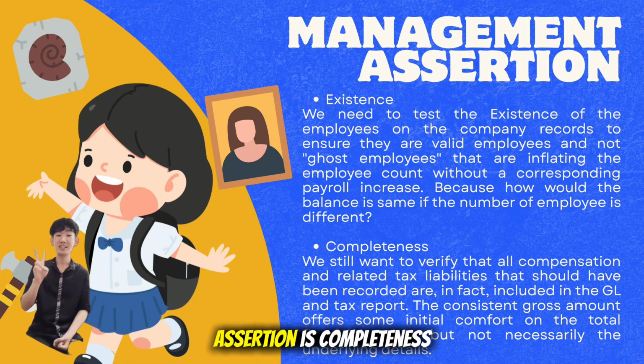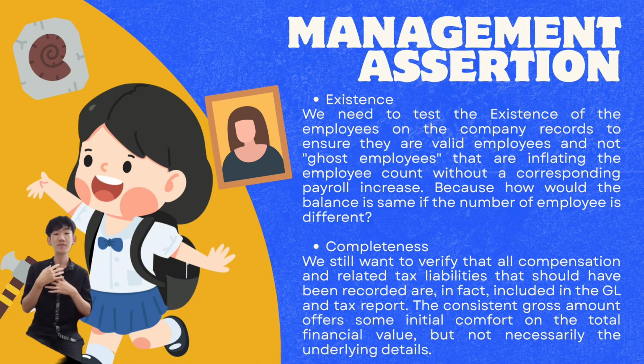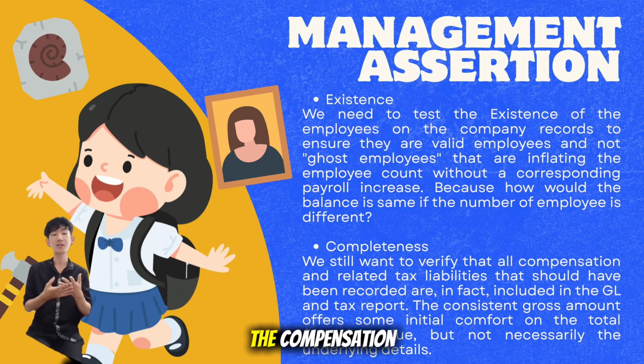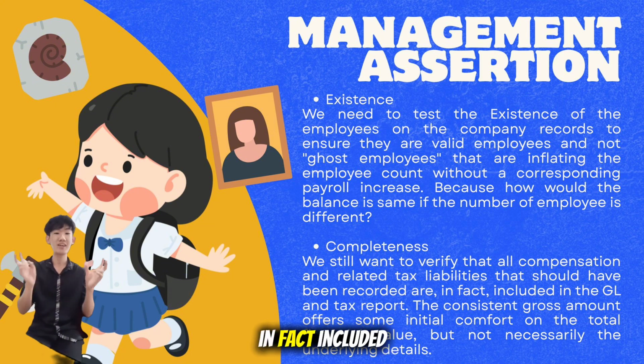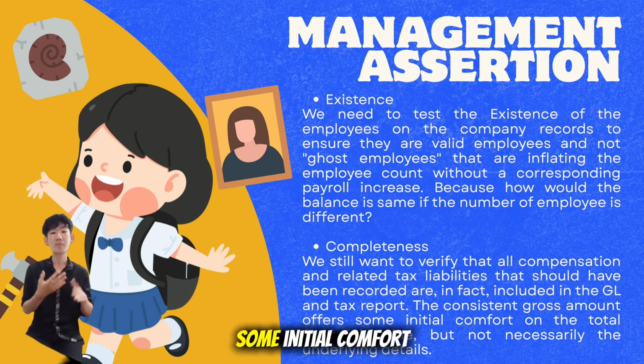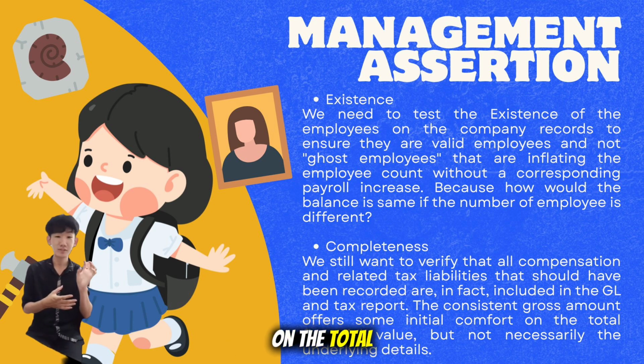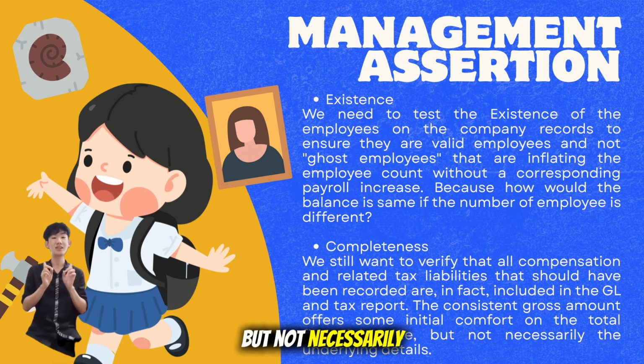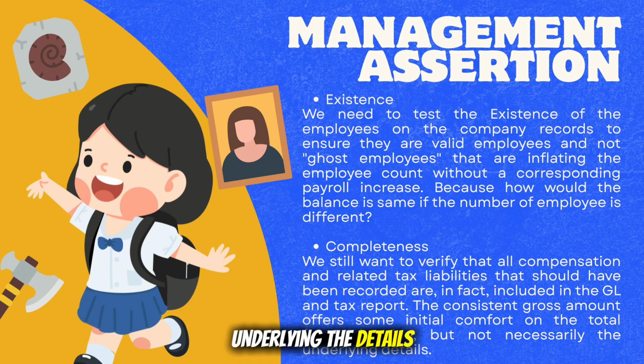The second main assertion is completeness, where we still want to verify that all the compensation and related tax liability that should have been recorded are in fact included in the general ledger and tax report. The consistent gross amount offers some initial comfort on the total financial value, but not necessarily on the underlying details.